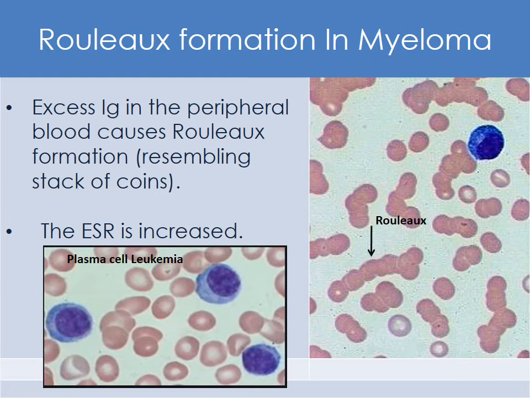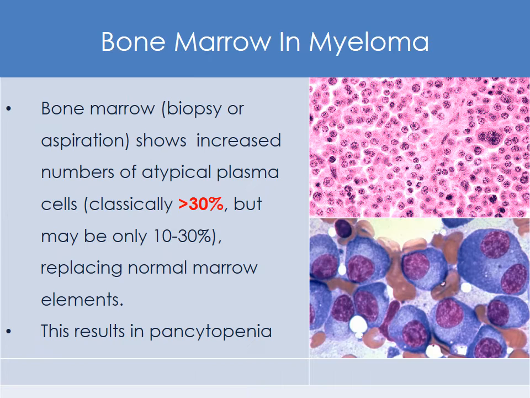This is the peripheral smear showing rouleau formation and plasma cell leukemia showing many plasma cells. Bone marrow is heavily infiltrated by atypical plasma cells which can be demonstrated by either bone marrow aspiration or biopsy.